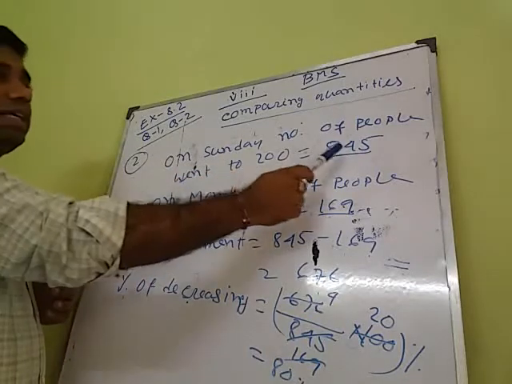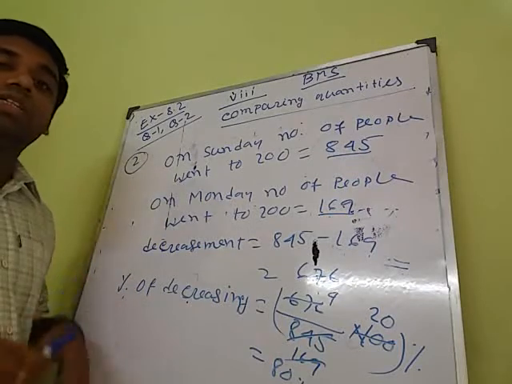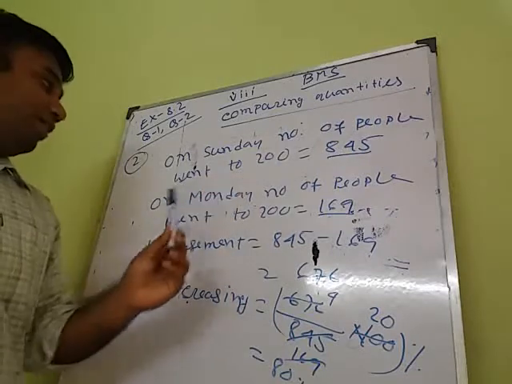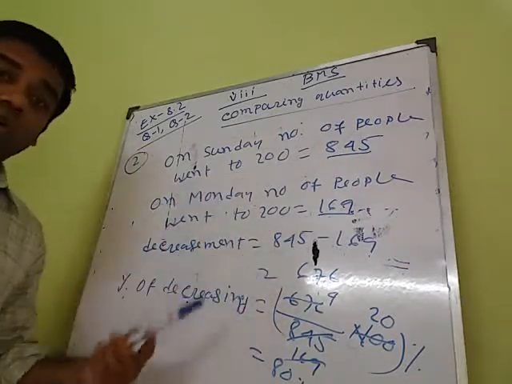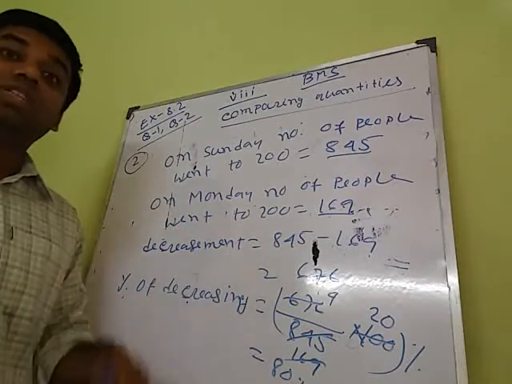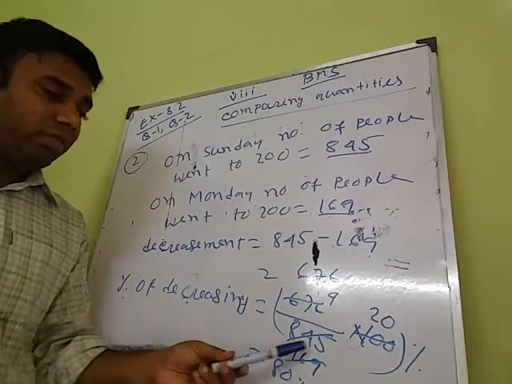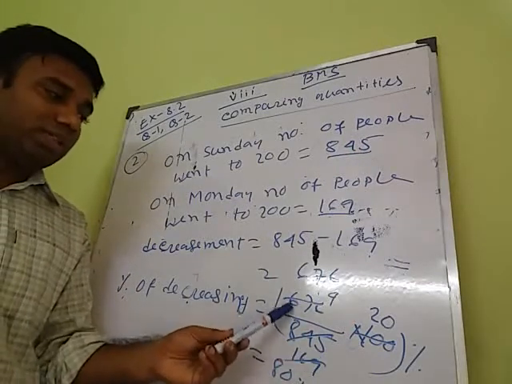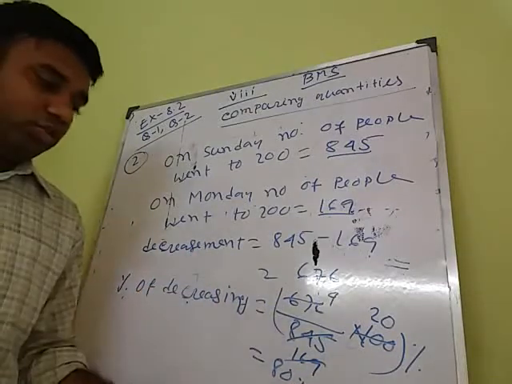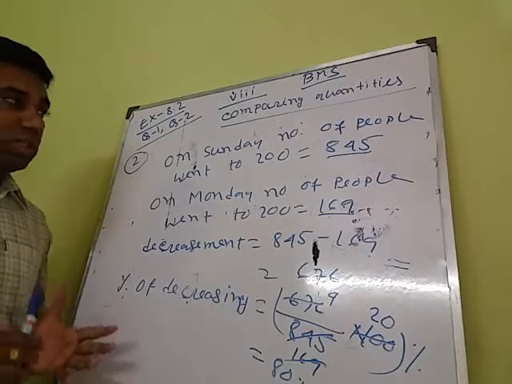The percentage decrease is with respect to Sunday. Sunday was 845 and Monday 169. So how much did it decrease? It decreased by 676 with respect to 845. That's why I have written 845 in the lower portion and 676, the difference between Sunday and Monday, into 100. So 80%. So students, I have solved question number 1 and question number 2 in this video.